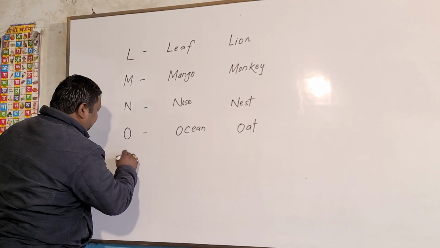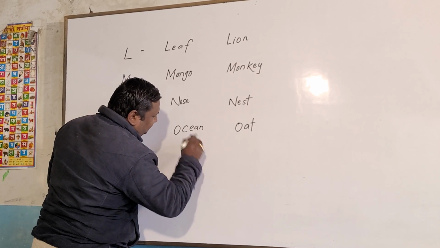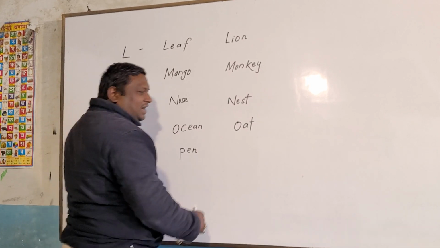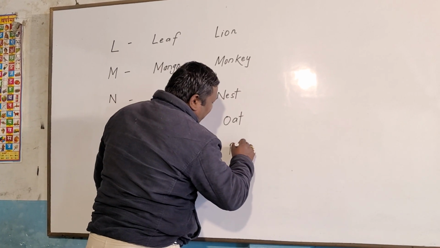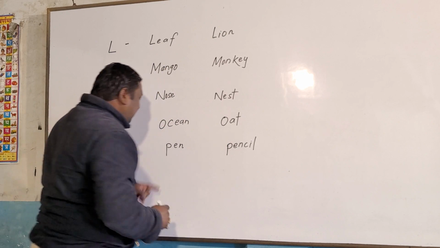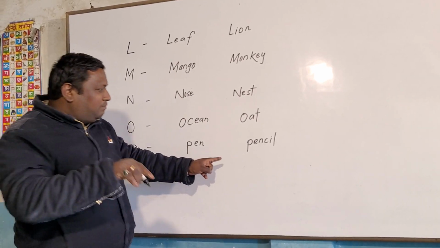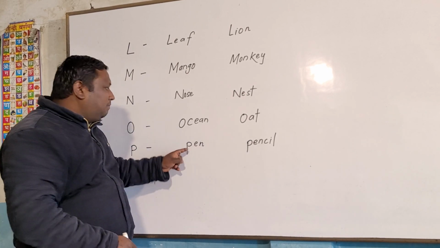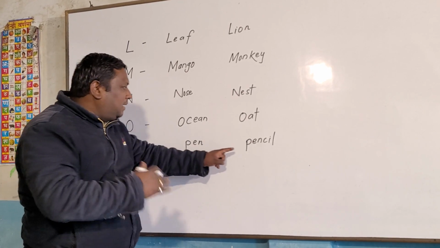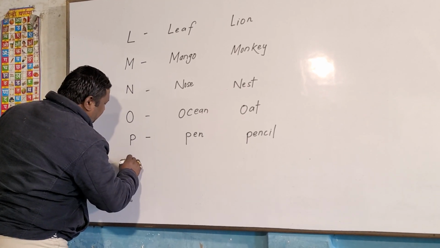Now, P. P for pen. Teacher uses pen. And dear student, what do you use? Pencil, yes. P-E-N-C-I-L, pencil. Pen, pencil. P for pen and P for pencil. P, P, P. P, pain. P sound is there.